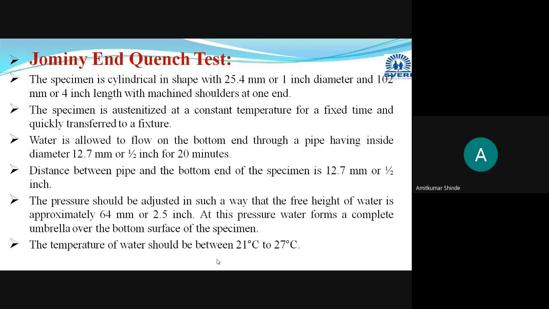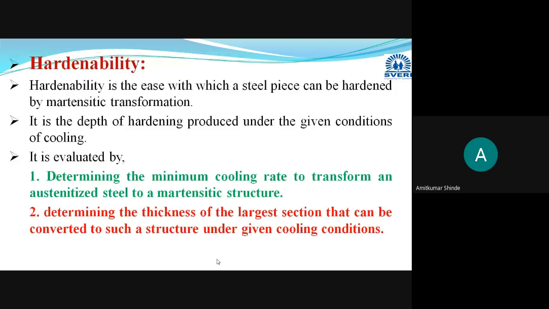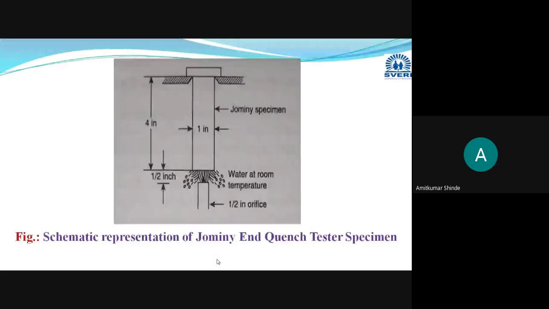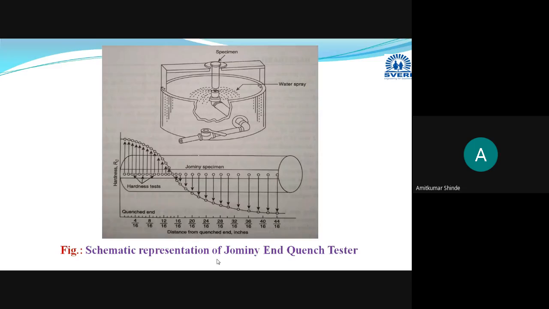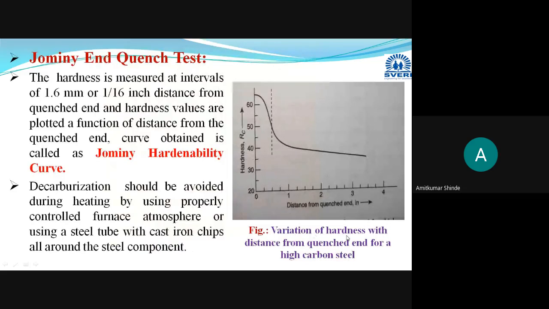Then you have to explain the specimen preparation, draw these diagrams, show this arrangement, and write the test procedure. Then you have to draw this diagram, that is the output, or you can directly go for this diagram also, the variation of the hardness. Then you have to explain how this curve is obtained, or what is the meaning of this Jominy hardenability curve.